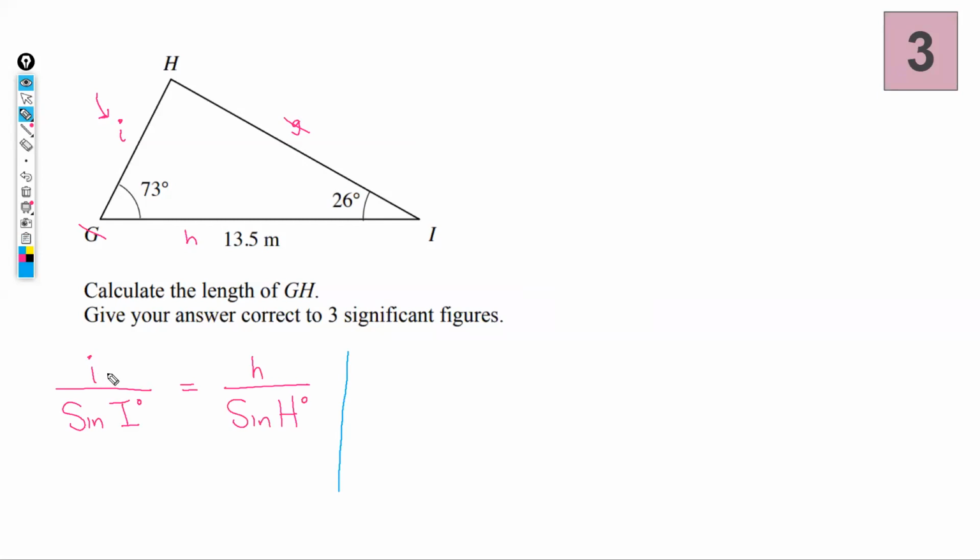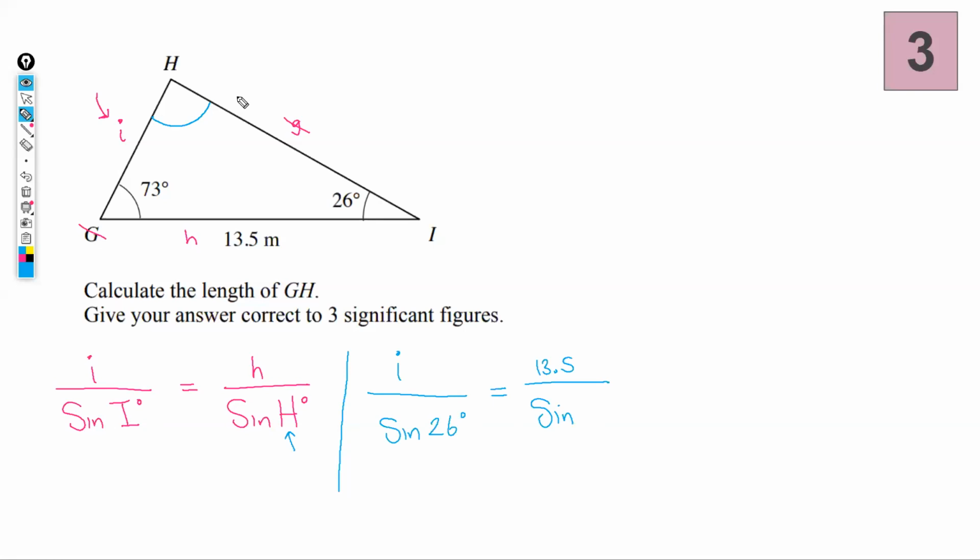Right, so here's common I. Common I is what we want to find. Sine capital I, well, capital I is 26 degrees, so no problems there. We know common H is 13.5. And then you have sine capital H, angle H. But did we give you angle H? Did the examiner come out right and tell you the value of capital H?